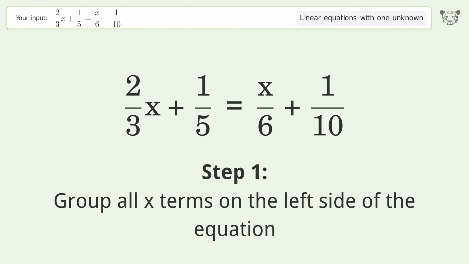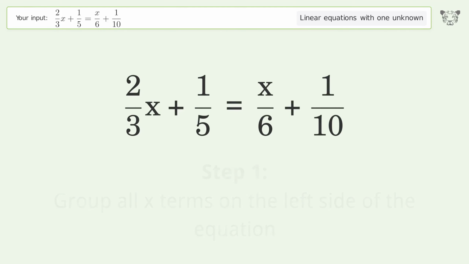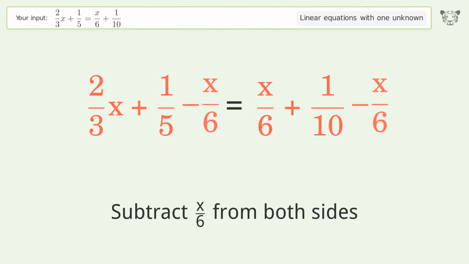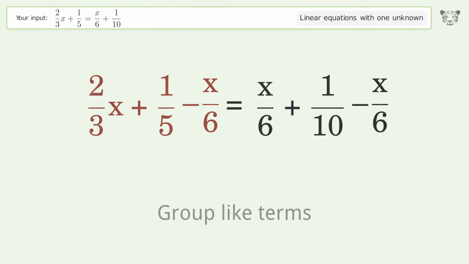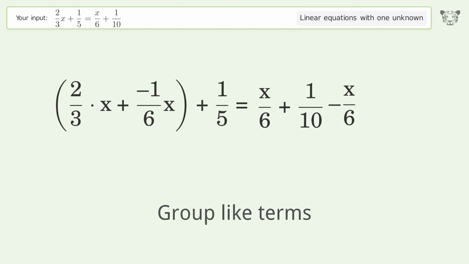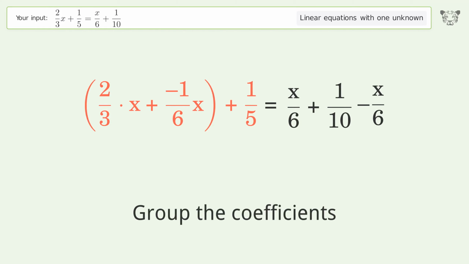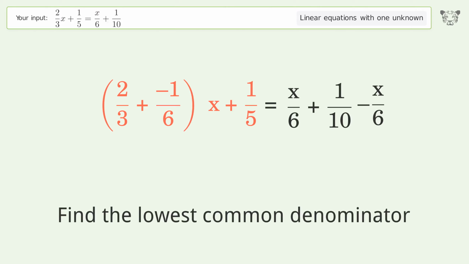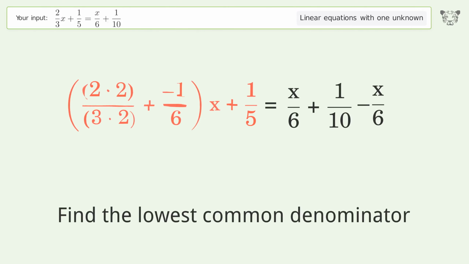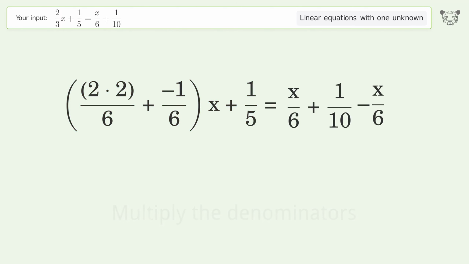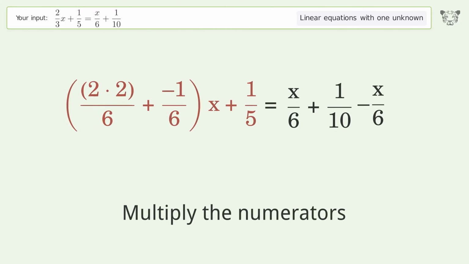Group all x terms on the left side of the equation. Subtract 10/6 from both sides. Group like terms. Group the coefficients. Find the lowest common denominator. Multiply the denominators. Multiply the numerators.